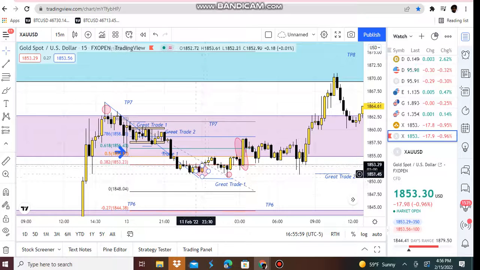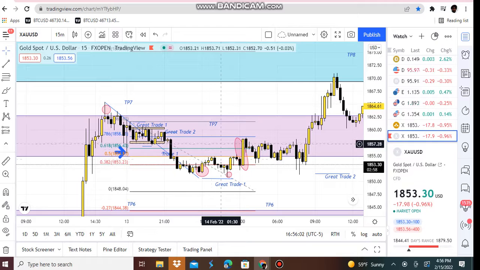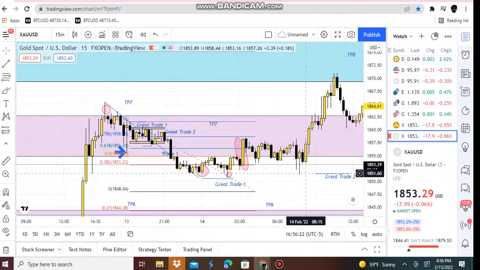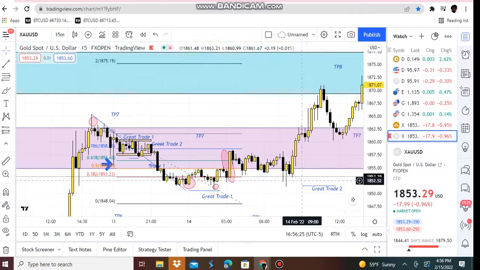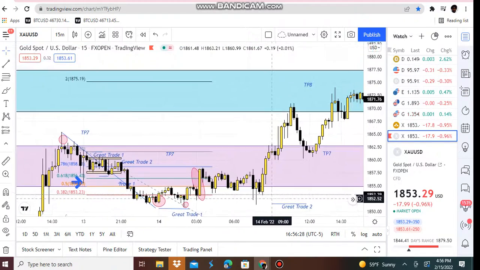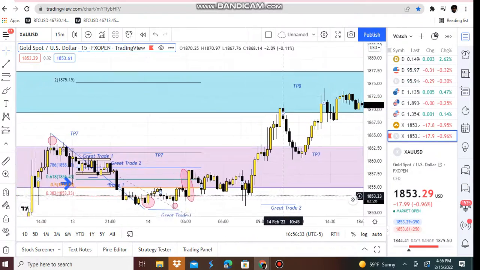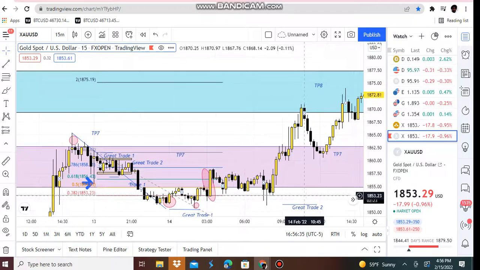And then we see this bullish engulfing pattern, letting us know that price wants to go back up, and we see structure, price making higher highs and higher lows. We see another bullish engulfing pattern right here, and price makes another higher high back up to 0.618, passing 0.5 on our Fibonacci level. Eventually we see another higher low back down to 1851, where we got in for Great Trade 2, and we see price went all the way up after that. Once it made this higher low, price went all the way up to take profit 8.